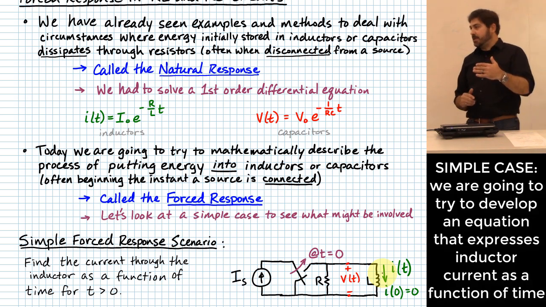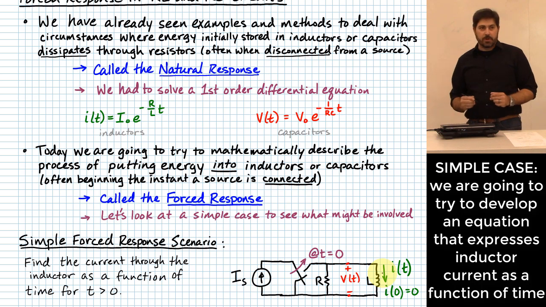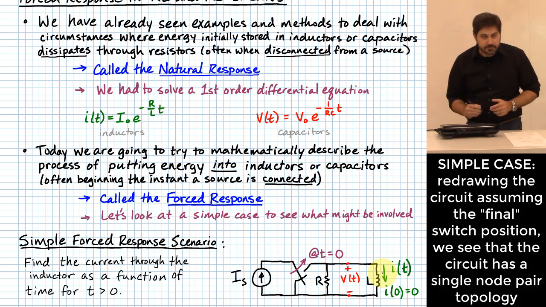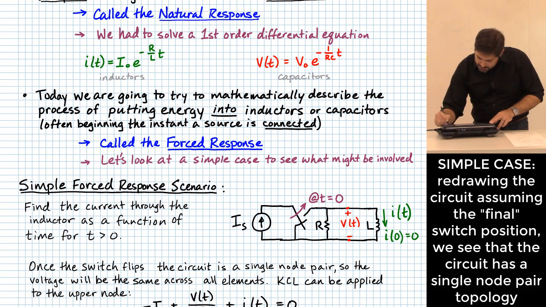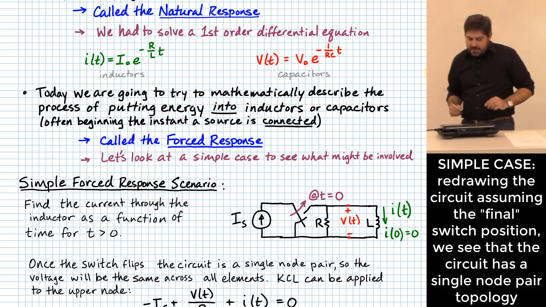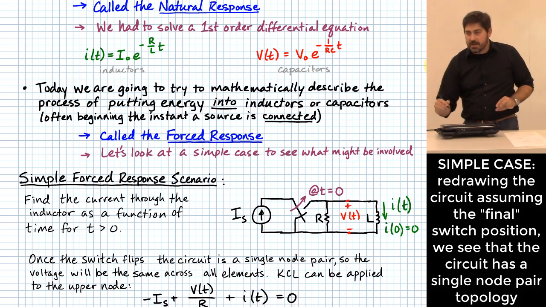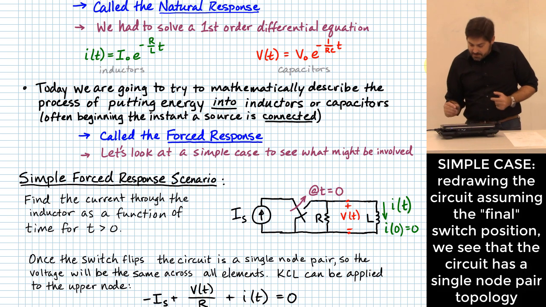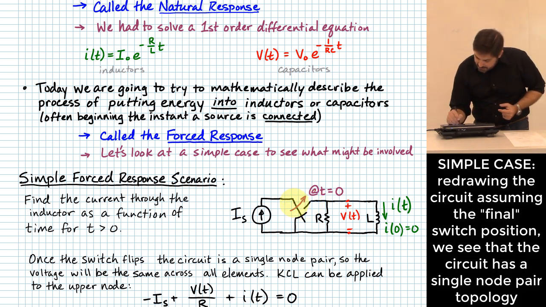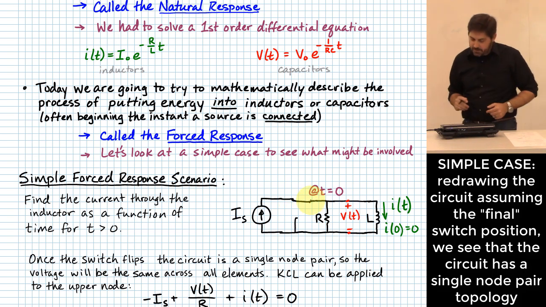And then maybe that will start to change as time moves forward. We're going to try to come up with a function that tells us what that current is in that inductor as a function of time, okay? So step one: let's look at this circuit after the switch flips and think of it as a special kind of circuit that we've given a name before. It's called a single node pair circuit, okay? What that means is that once that switch flips up here, instead of being down in the position shown, it has essentially made this connection up here like this, right?